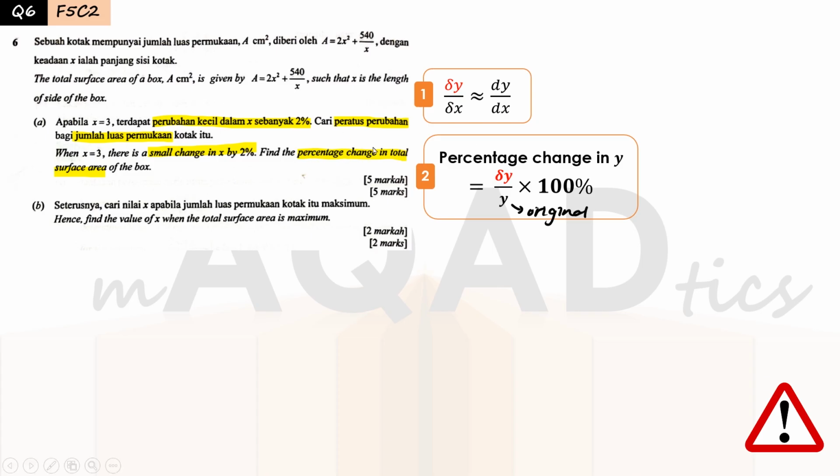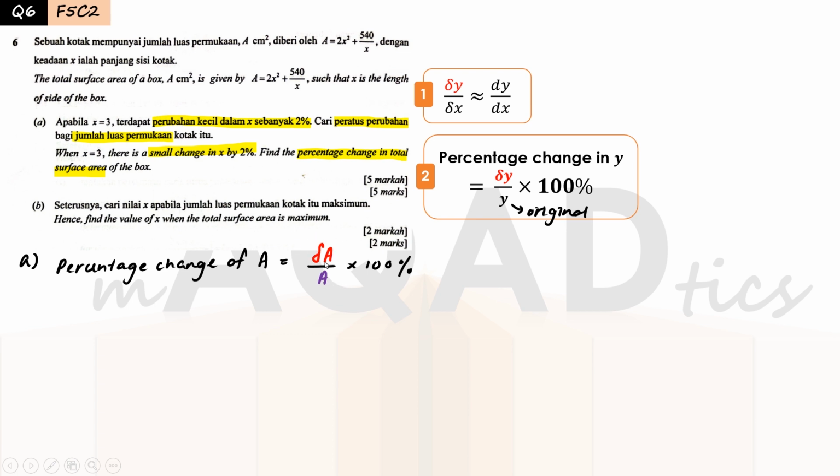To find the percentage change in total surface area, we can use the second formula and just adjust it in terms of total surface area. So delta y will become delta A and y will become A. So essentially we need to find two things. To find delta A, we can use the first formula. The y here I will change to A, but the x I will keep, because x is the only unknown in the equation that is related to A.